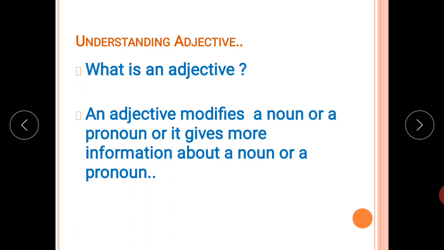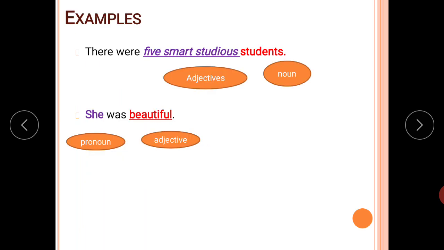What is an adjective? An adjective modifies a noun or a pronoun, or it gives more information about a noun or a pronoun. We can say it like that. What is an adjective? It gives information about a noun or a pronoun. Okay, you understand? Let's see that with a few examples.